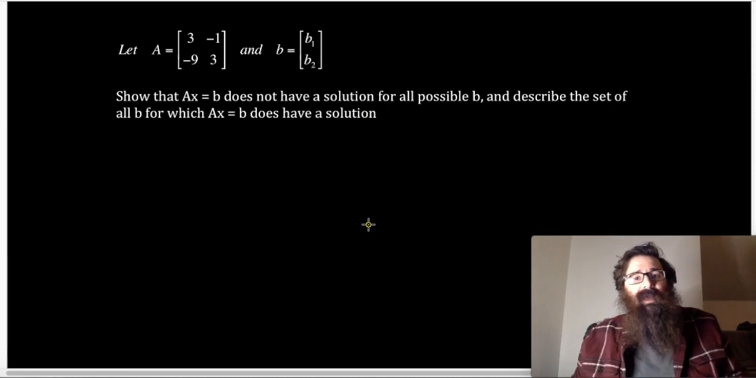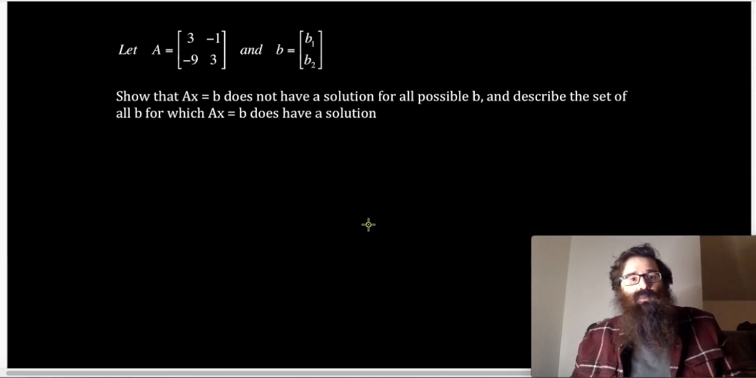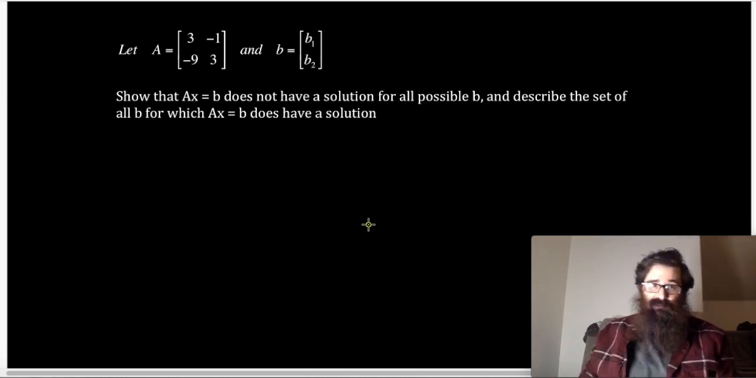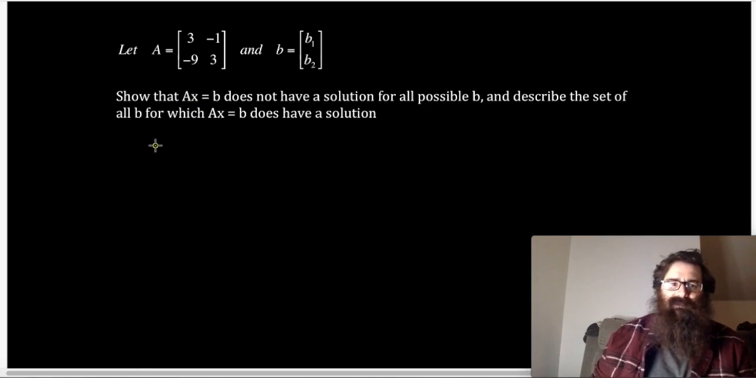So here I have matrix A with rows 3, -1, -9, 3, and a vector b that's very nondescript, just with entries b sub 1 and b sub 2. I want to show that Ax equals b does not have a solution for all possible vectors b. But I do want to then go ahead and describe the set of all b for which Ax equals b does have a solution. So I'll say, okay, well, let's see how this is going to look.